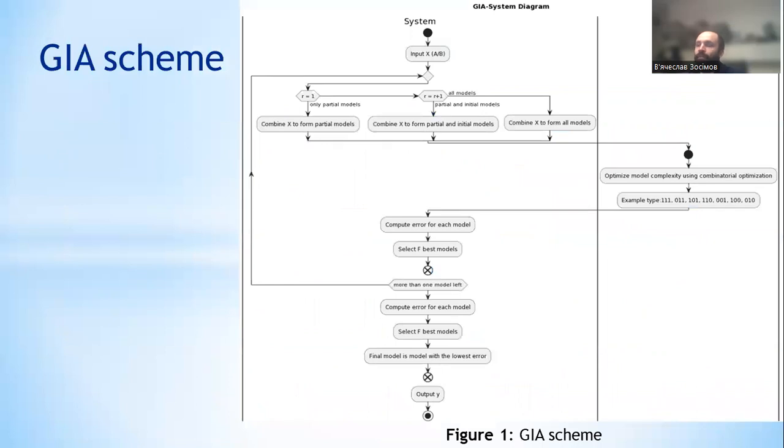Figure 1 presents a system that takes an input X and uses it to generate different models on the next layer R. The generated models are passed to an active neuron block that optimizes their complexity using combinatorial optimization and selects F best models. The final model is selected based on having the lowest error. Finally, the system outputs the value of Y.